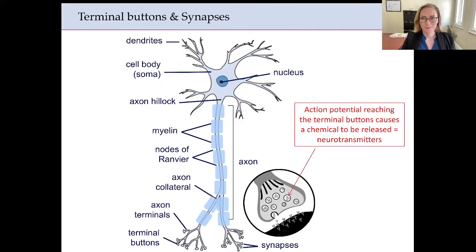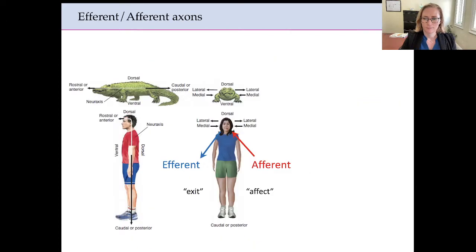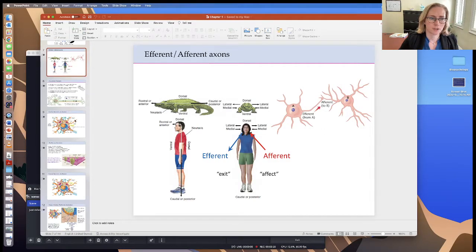Once we're at the synapse, and we'll talk about this in the later chapter, the action potential reaches the terminal button and causes a chemical to be released. This is the neurotransmitter, and that's then what communicates with the next neuron. Okay, so we went through all this. I'm not going to go through that again.